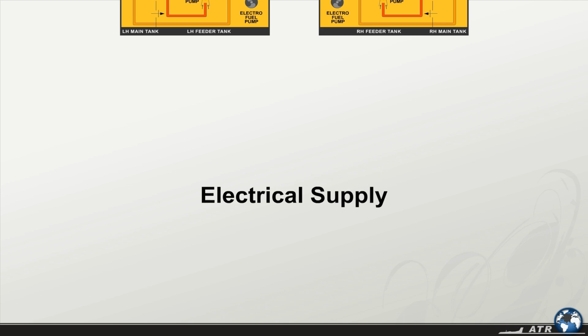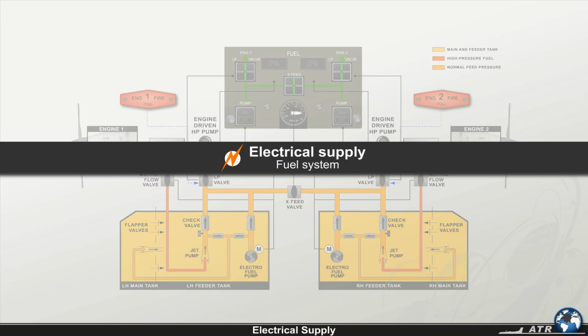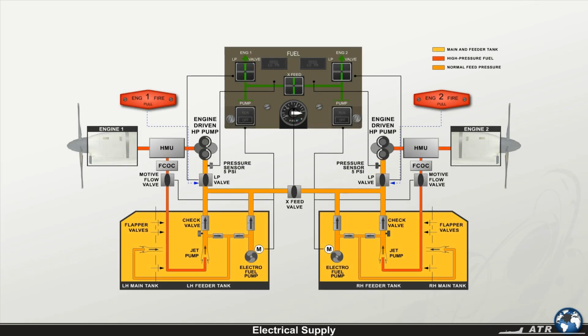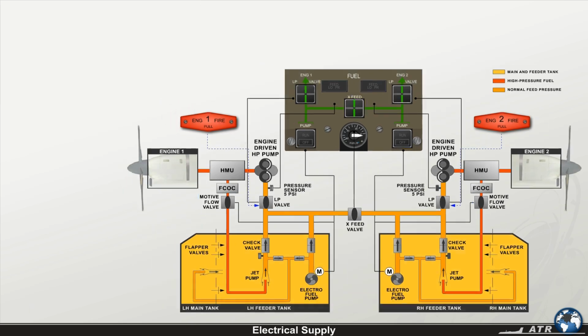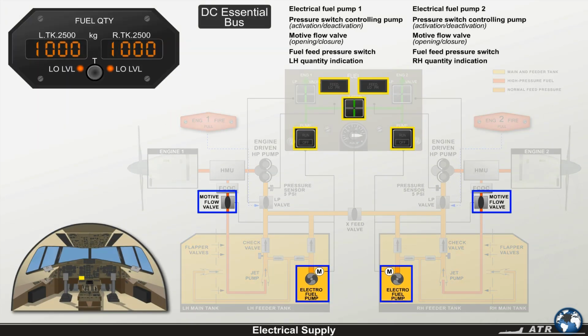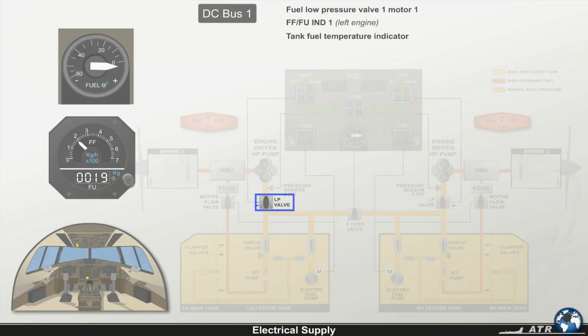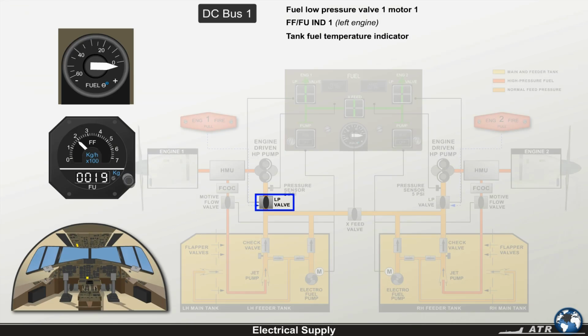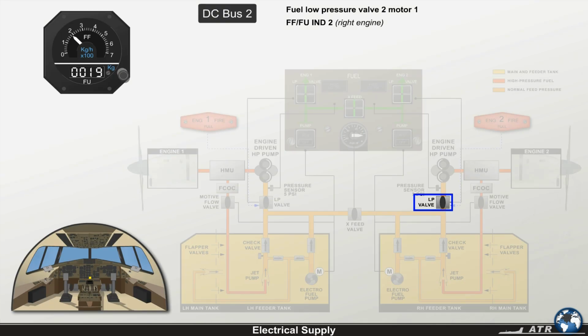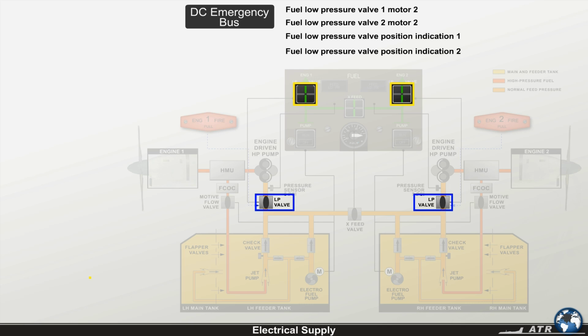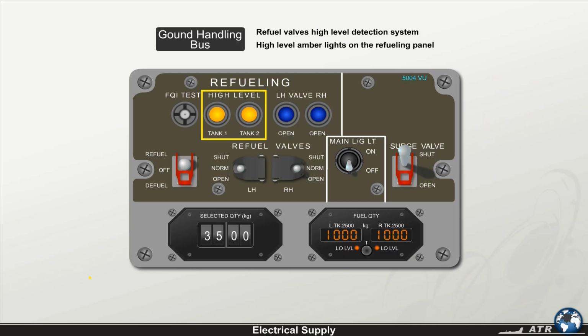This lesson will help you to become familiar with the electrical supply of the fuel system. All components are supplied by one of the DC buses. DC Essential Bus. DC Bus 1. DC Bus 2. DC Emergency Bus. Ground Handling Bus.